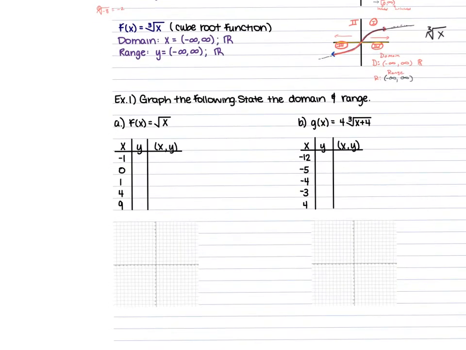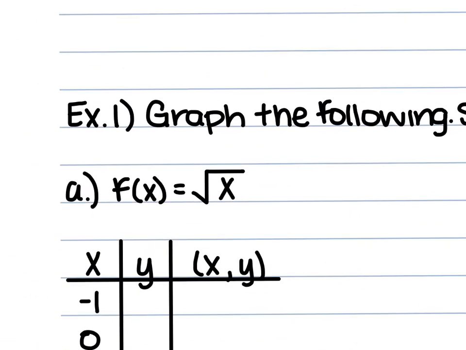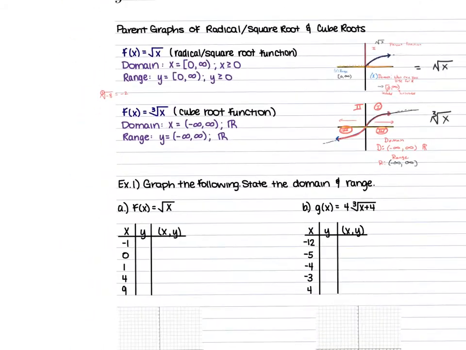Okay, so let's do some graphing. It says graph the function, state the domain and range. So it said graph it. Now here's what we can't do. I already know what this looks like. I already know from seeing it up there that it looks like this.